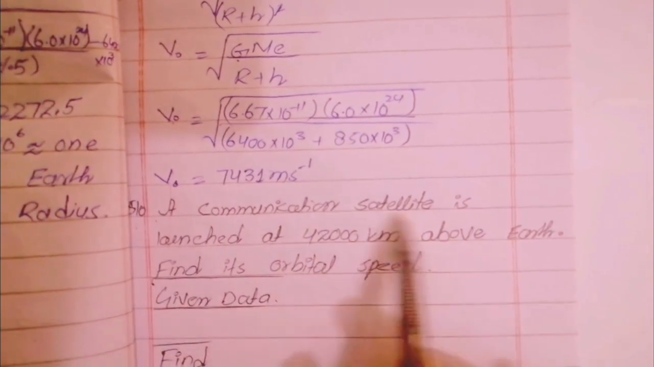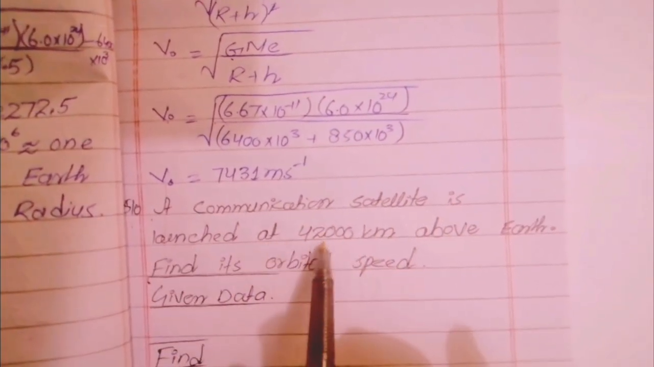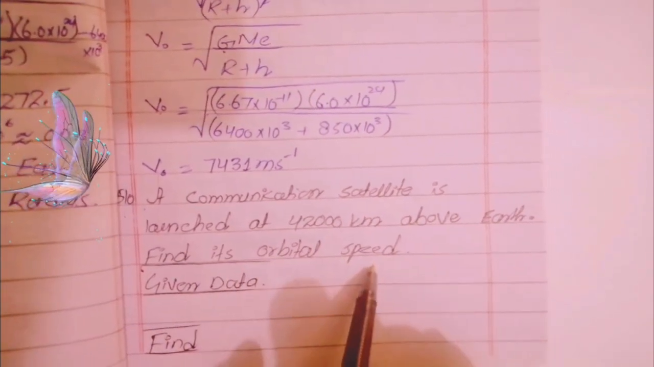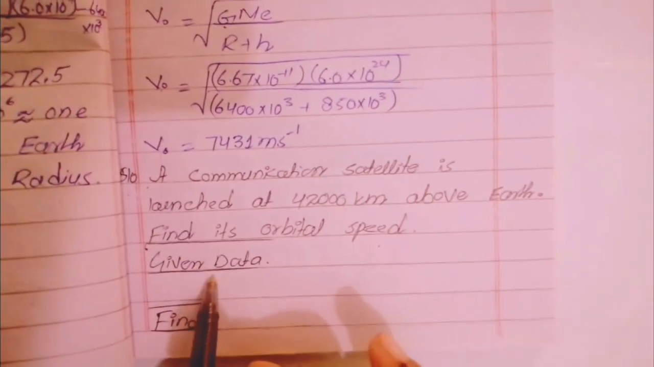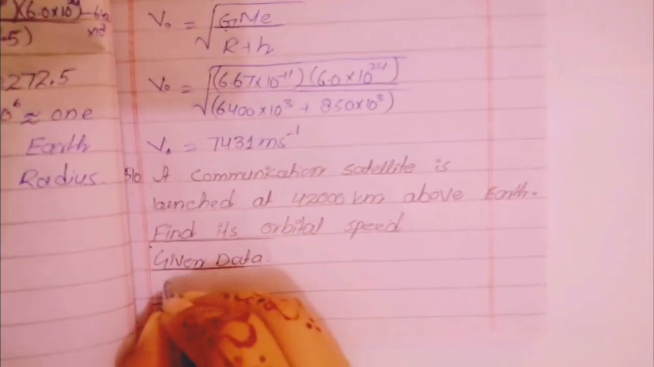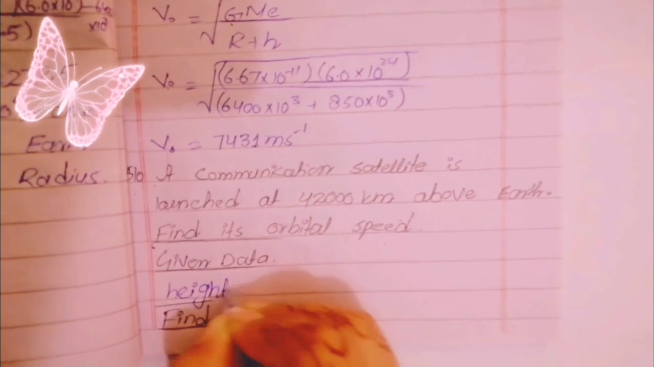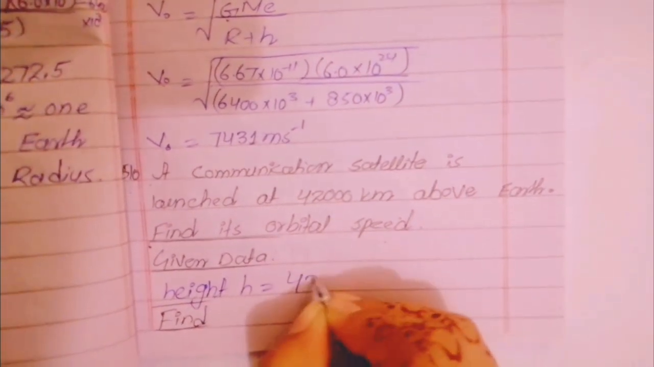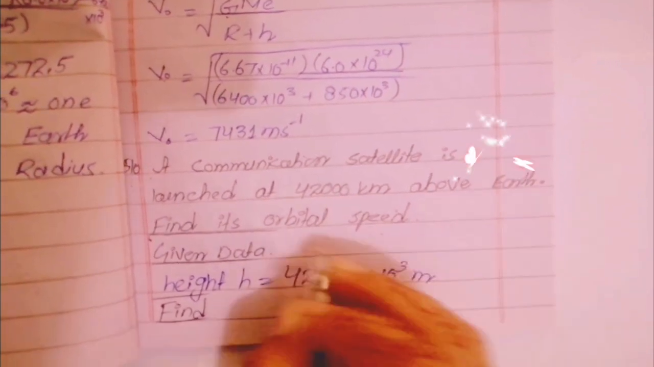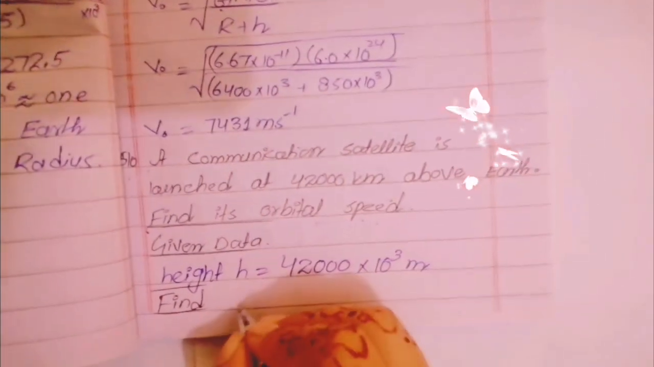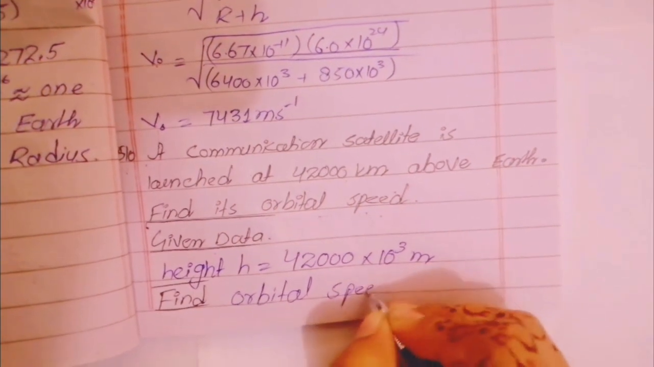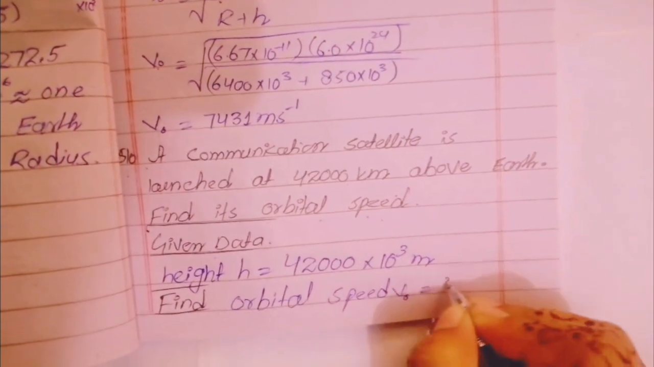Numerical 5.10. A communication satellite is launched at 42000 km above Earth. Find its orbital speed. So first of all we will write the given data. Height is given, that is 4200 multiplied by 10 raised to power 3 meter. We have to find the orbital speed.